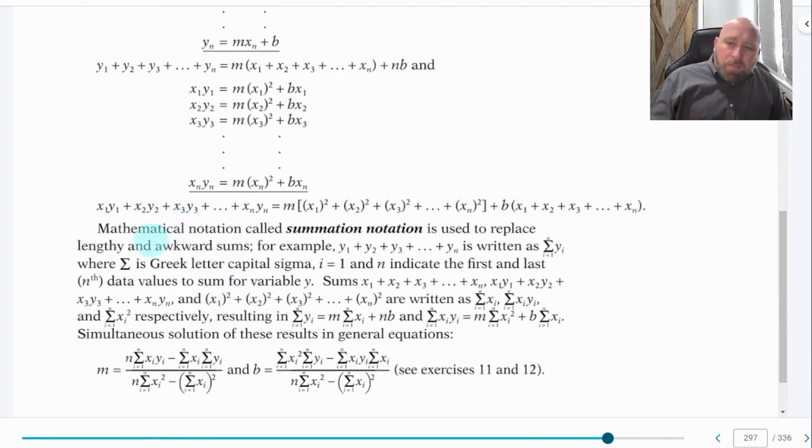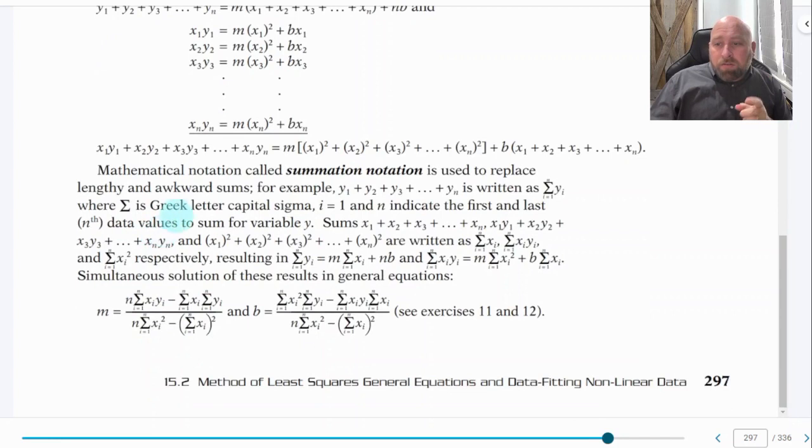Now, mathematical notation, and you should know this. This was taught in the Algebra 2 book, but if you didn't have Abeka for Algebra 2, or maybe you just forgot, because that happens, let's go through this really quick. Mathematical notation called summation notation is used to replace lengthy and awkward sums. So instead of adding y sub 1, y sub 2, y sub 3, and so on until y sub 53, we write that like this.